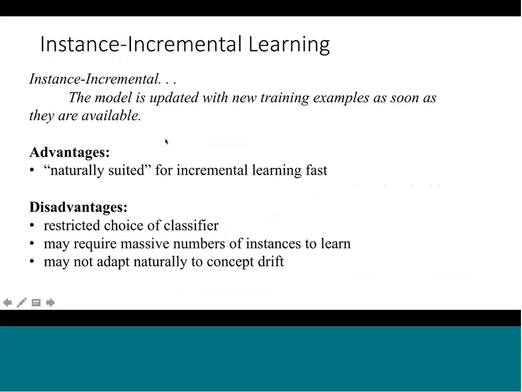So with instance incremental, it's fast, and it's something that can be done, like I said, on the fly. However, the disadvantages are that you have a restricted choice of classifier. Not every classifier can be deployed in an online manner where you're updating the model with every instance. It might be too cumbersome. It might require retraining. So not every classifier can be used like that. Some classifiers, like the naive Bayes classifier, can actually use data that comes in and be integrated in, and you can actually not have to retrain the whole classifier. However, this requires massive numbers of instances to learn within instance incremental learning, and it may not adapt naturally to concept drift.